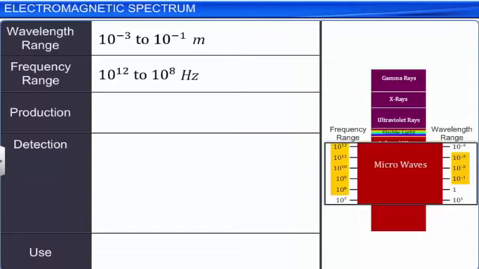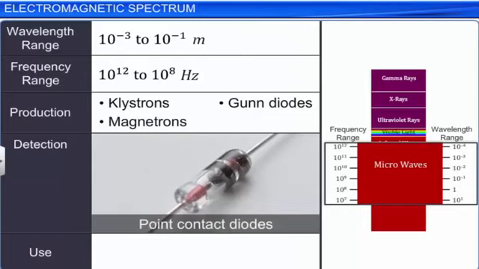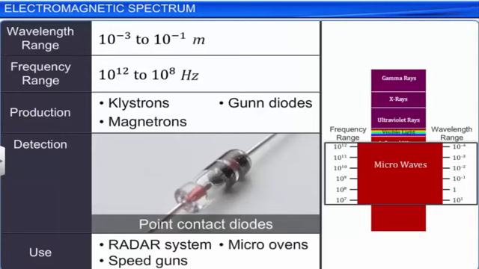Microwaves can be produced by klystrons, magnetrons, and gun diodes. These waves can be detected by point contact diodes. These waves are used in radar systems, speed guns, and micro-ovens. Let us also briefly discuss the working of micro-ovens.